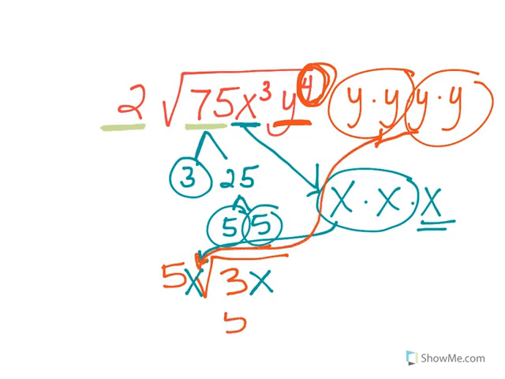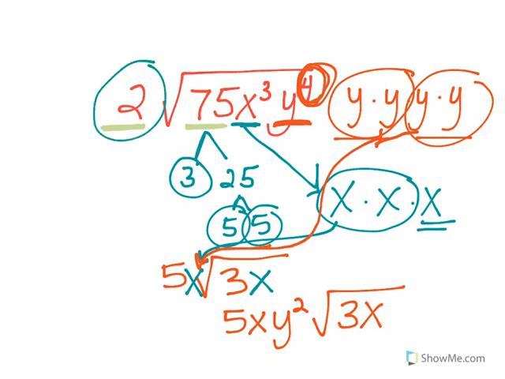And I don't have enough room, so I'm going to write it lower. So 5x, and then y to the second power, because I have 2 pairs. And then in the radical, I have 3x, because 3x is what was left over that did not have a pair. Well, what can I not forget? I can't forget this 2 up here. Okay, this guy has to come down and be multiplied as well.